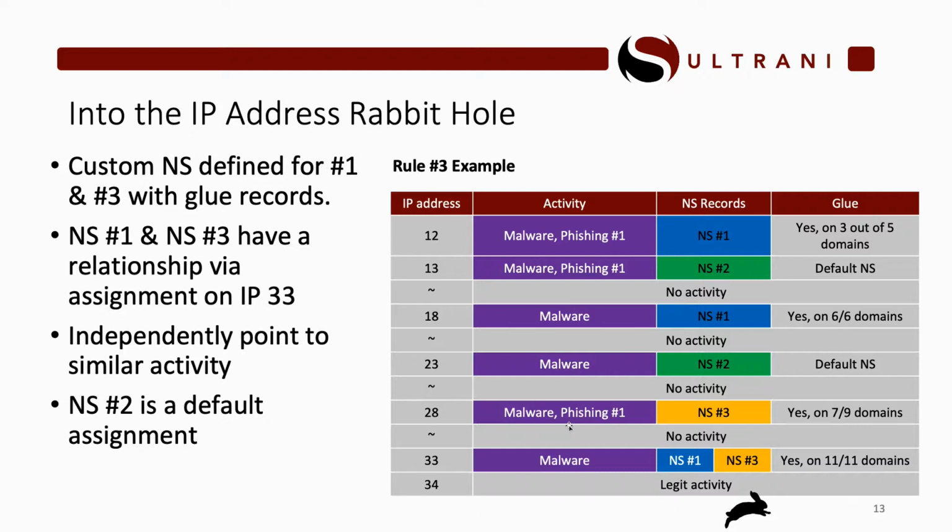Name server 2 comes up again on 23, and even though all these are using malware, there's default name servers basically on 2 of the IP addresses, and then on the rest of them we have a first set, name server number 1, and then we have name server number 3 here that showed up, and it's authoritative for 7 out of 9.